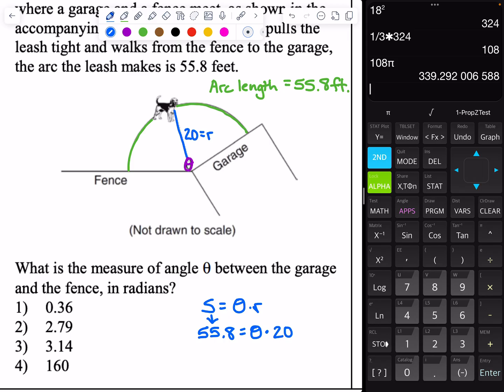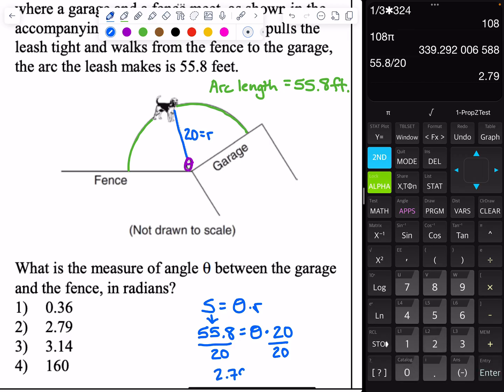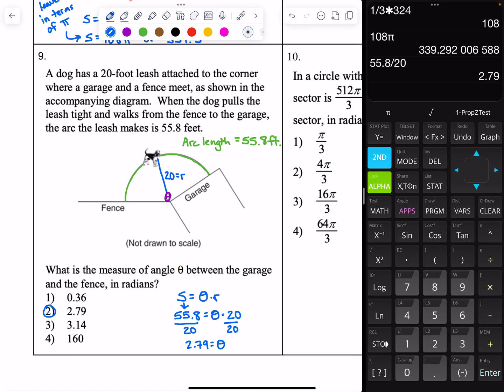So then once you get that set up, all you got to do is divide by 20 to get theta by itself. So I'm just going to type in 55.8 divided by 20. And I get 2.79 is my central angle of theta. And that's it for arc length in radians.